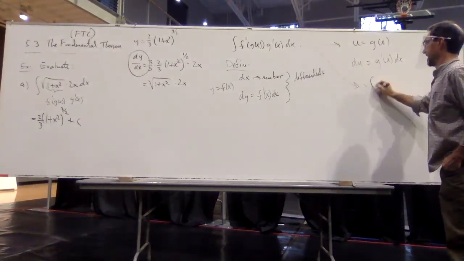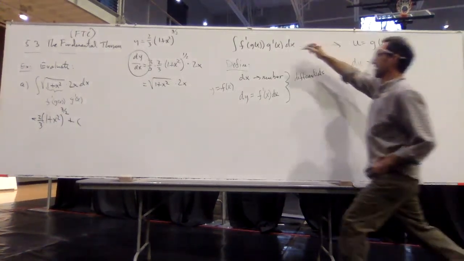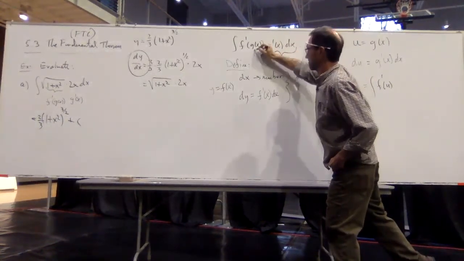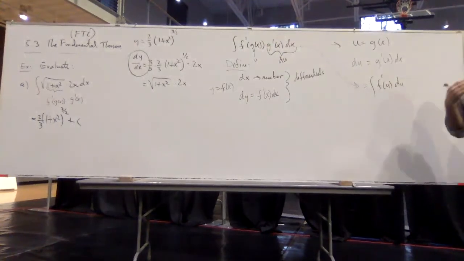So then that guy becomes f prime of u, and then g prime of x dx, that's du. Plug a u in there. And we've simplified the integral. We've temporarily, at least, eliminated the composition.